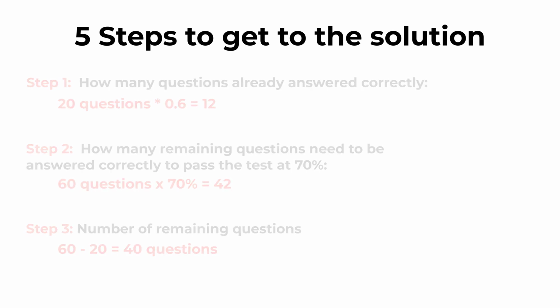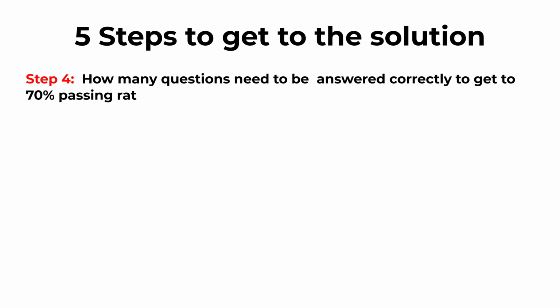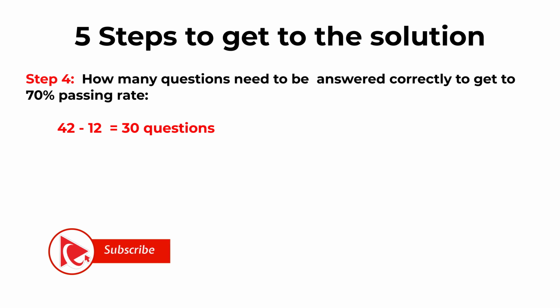Now, how many questions need to be answered correctly out of the remaining questions to still get to a 70% passing rate? To calculate this, we need to subtract 12, which is the number of questions we already answered correctly out of the first 20 questions answered, from 42, and 42 minus 12 equals 30, which means that out of the remaining 40 questions, 30 questions need to be answered correctly to get to the 70% passing rate.